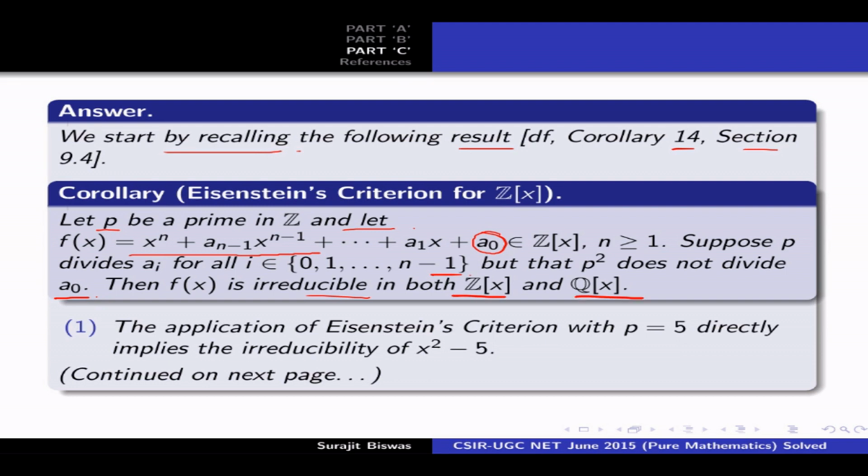So the polynomial given in option 1 is x² − 5. The application of Eisenstein's criterion with p equal to 5 directly implies the irreducibility of x² − 5.